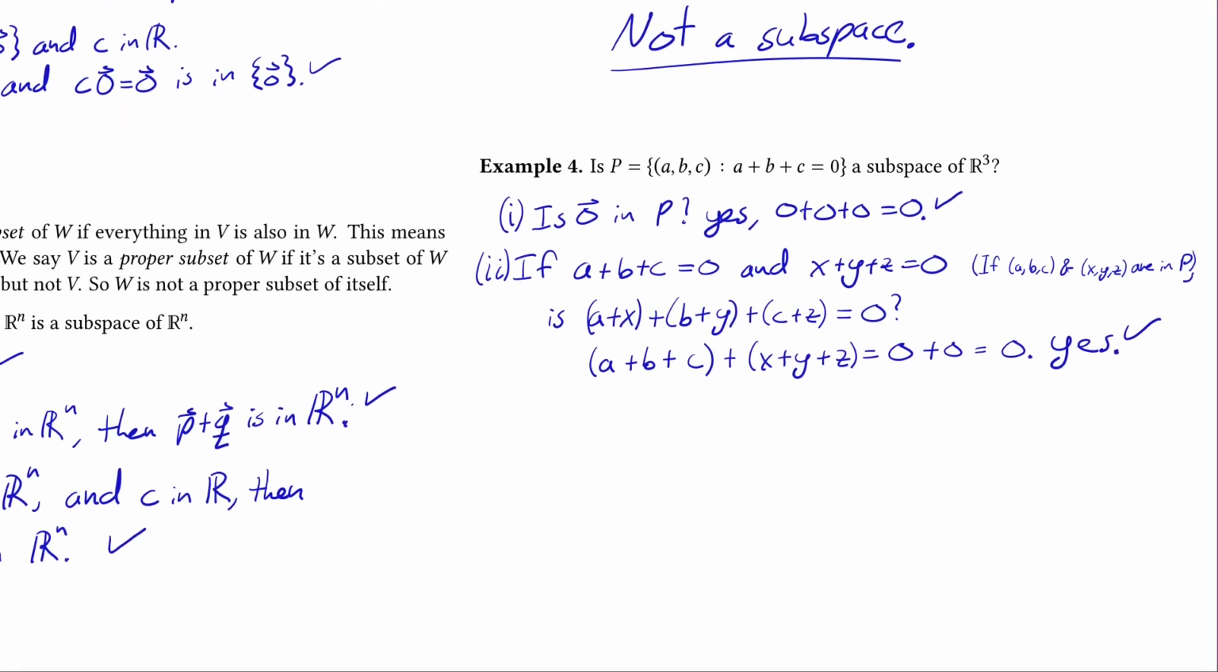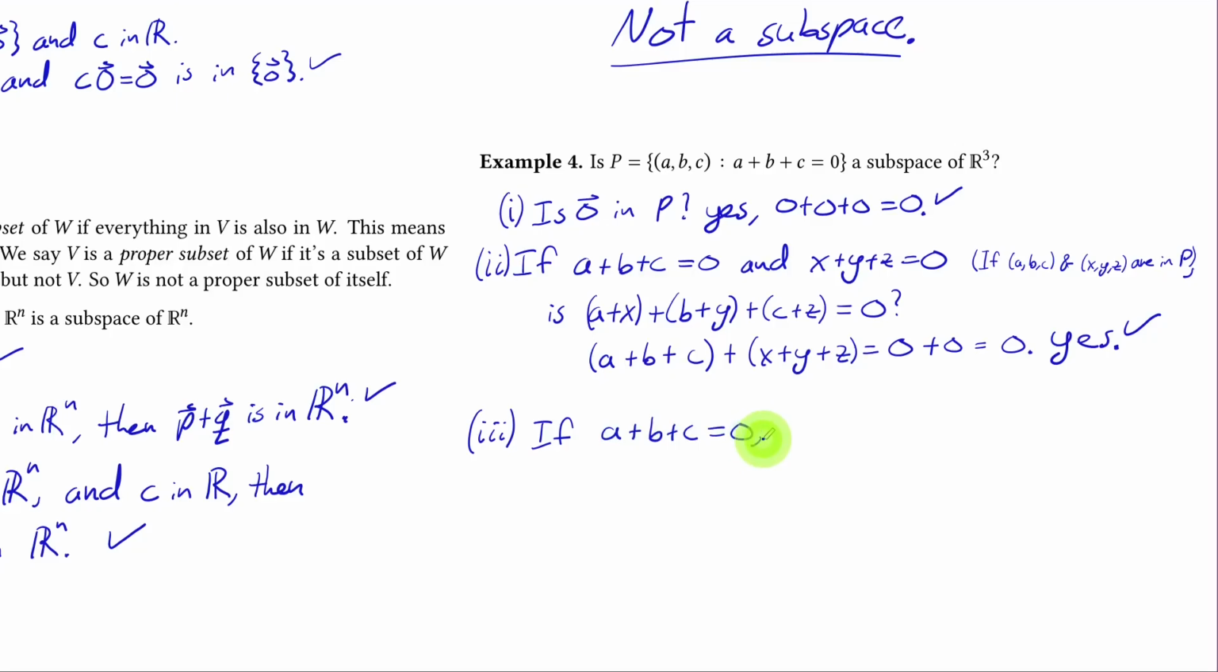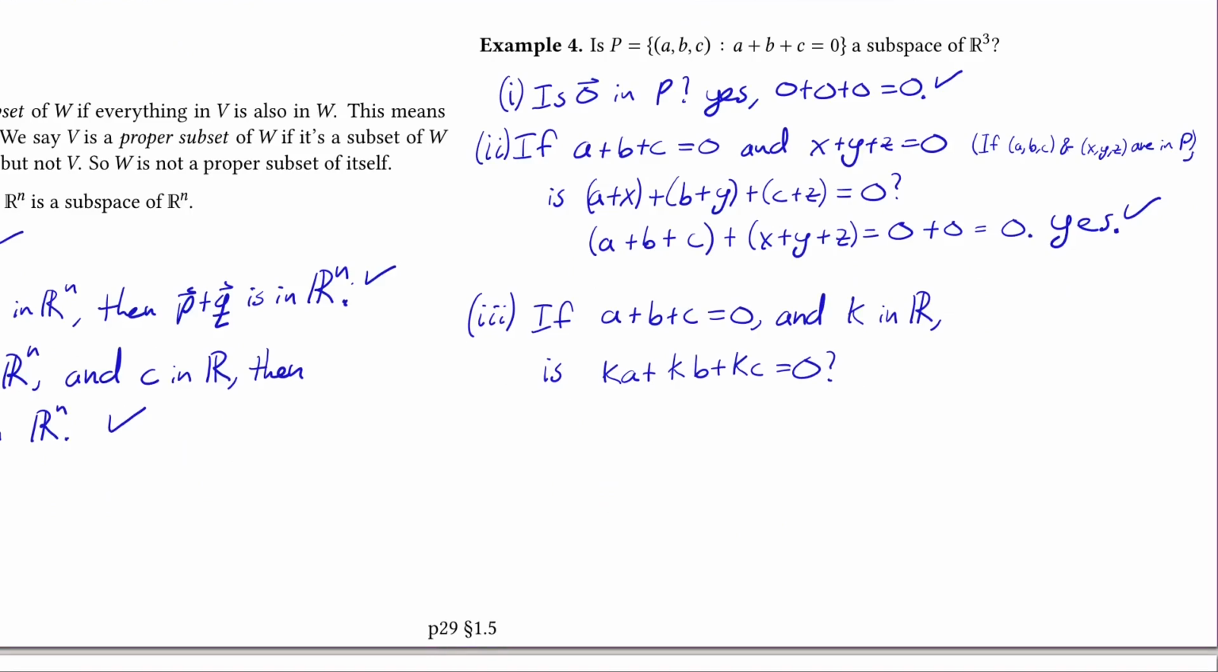Is it closed under scalar multiplication? So if we have any ABC vector that is in here, and you multiply that by a scalar, the question is, is k times that vector in P? In other words, is ka plus kb plus kc equal to 0? And the answer is yes, because you could factor out the k. And we assumed that a plus b plus c is 0. So this is a subspace of R3.